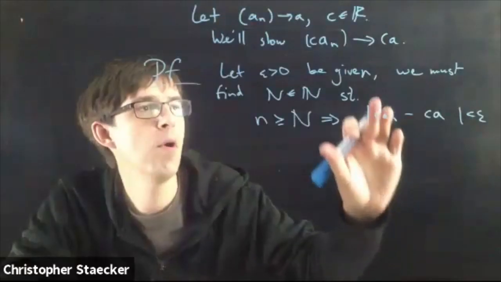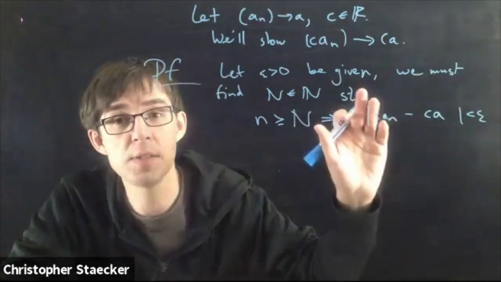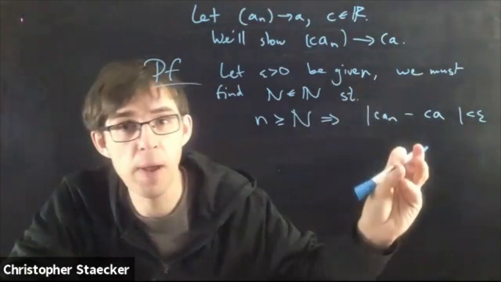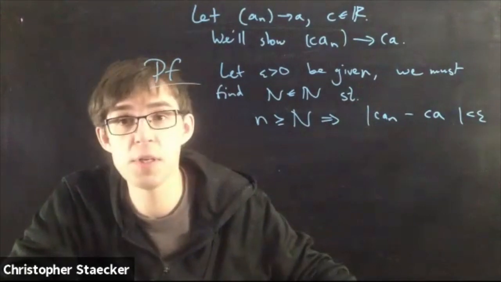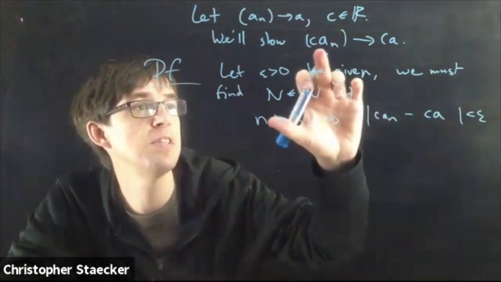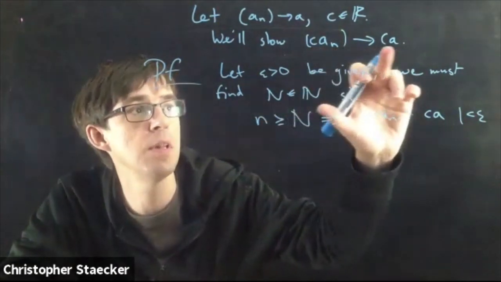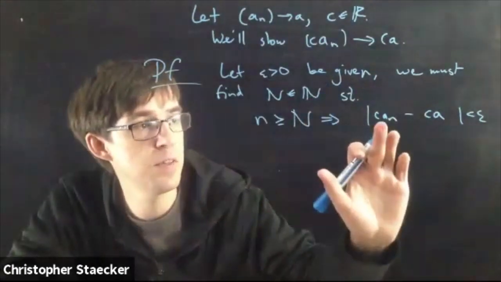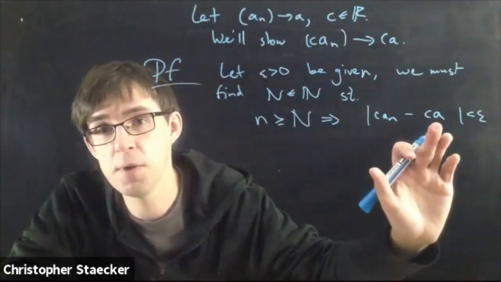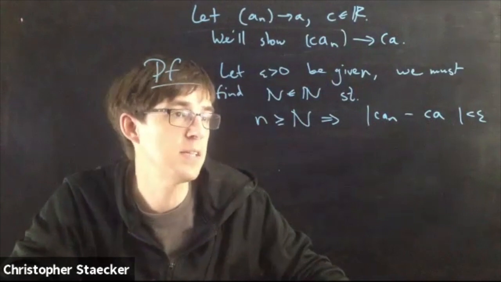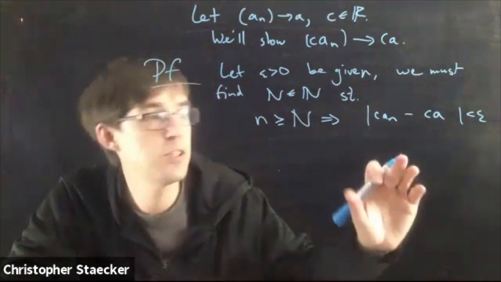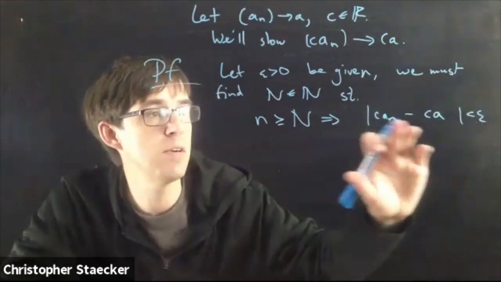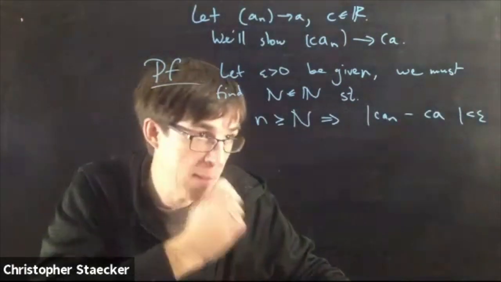Thanks. Remember, in here, what you always see is, usually it's AN minus whatever the limit is that we're trying to show is the limit. In this case, our sequence is CAN, and we're showing that the limit is CA. So here's the sequence term. Here's the value of the limit. Excellent.